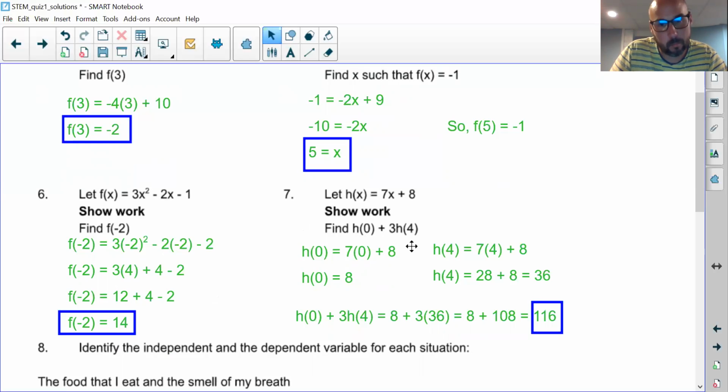So this is more work. So I hope you show your work. If you don't show your work, I can't give you credit. H of 0. What is the result when x is 0? Well, the result is 8.